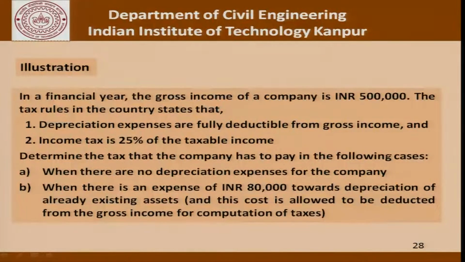Now, let us take up an illustrative example, that in a financial year the gross income of a company is, let us say, 500,000. The tax rules state that depreciation expenses are fully deductible from the gross income and income tax is 25% of the taxable income. So, this taxable income is determined from the gross income after deducting the depreciation expenses. If that was our simple understanding, then what we have to determine is the tax if there was no depreciation expense for the company, and compare it when there is an expense of 80,000 towards depreciation of already existing assets, and this cost is allowed to be deducted from the gross income for computation of taxes as already stated here.